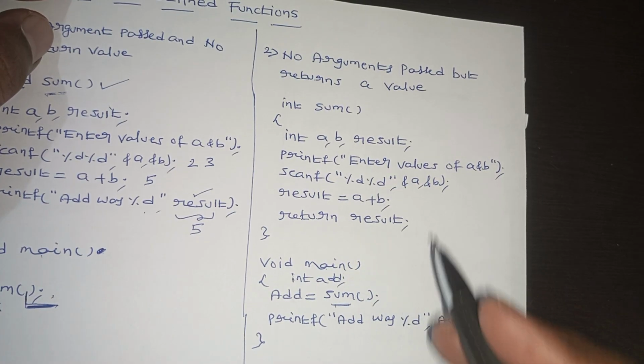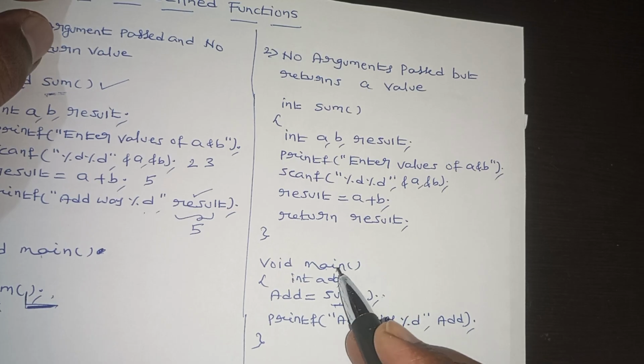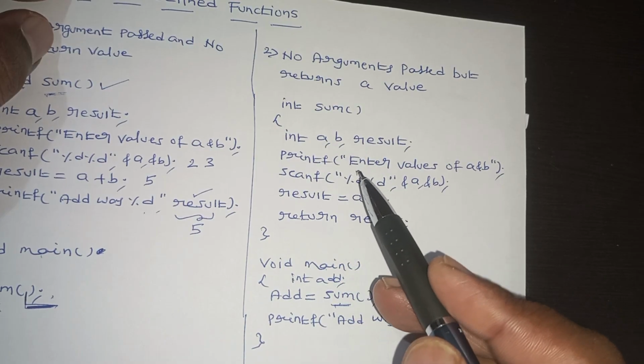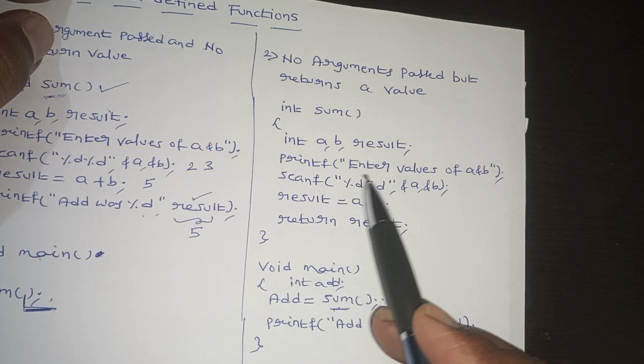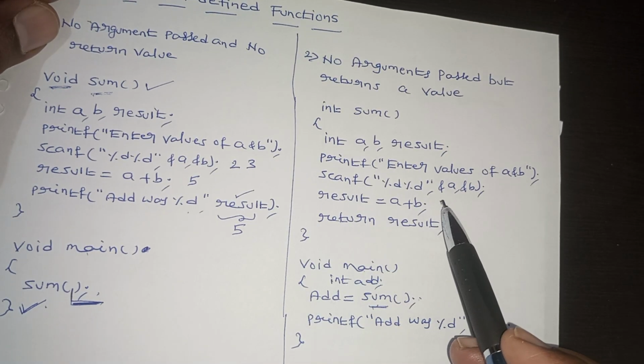Understood? From here, when I see this in the main function, immediately I will go to this location. So then a, b, and result, the same as the previous program. So scanf with %d, ampersand a, ampersand b.